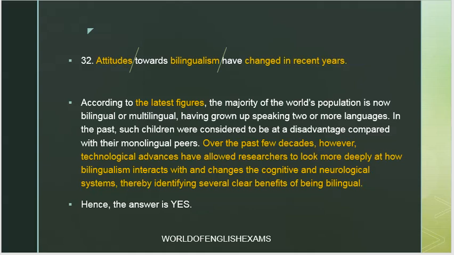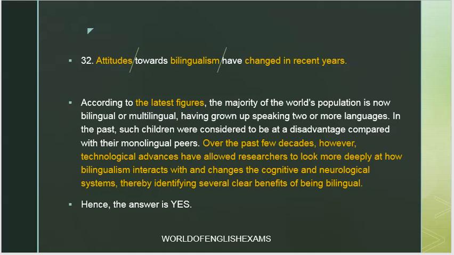Okay, so in the past, so now it's talking about something that happened in the past. In the past, such children, meaning children who were bilingual, were considered to be at a disadvantage compared to their monolingual peers. So which means in comparison with the peers or with the colleagues, with the other children, these children who could speak 2 languages were considered to be disadvantageous. The behavior was not so in accordance with that.